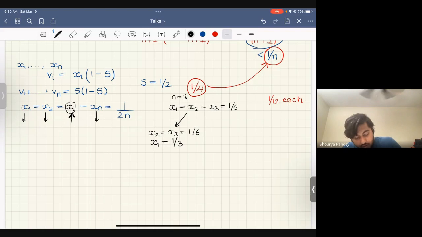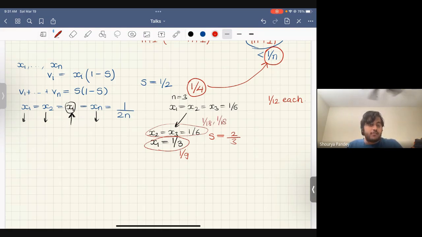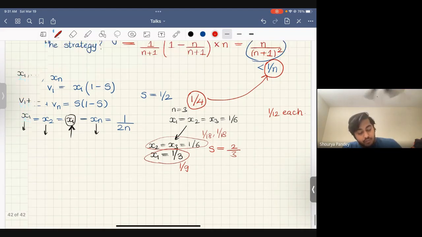Yes, 1 by 3. So what happens now is that the total sum is 2 by 3, and so the value for x1 is 1 by 9, which is more than 1 by 12, but the values of x2 and x3 have become 1 by 18 each. And so there is a selfish motivation for player 1 to increase its xi, right?